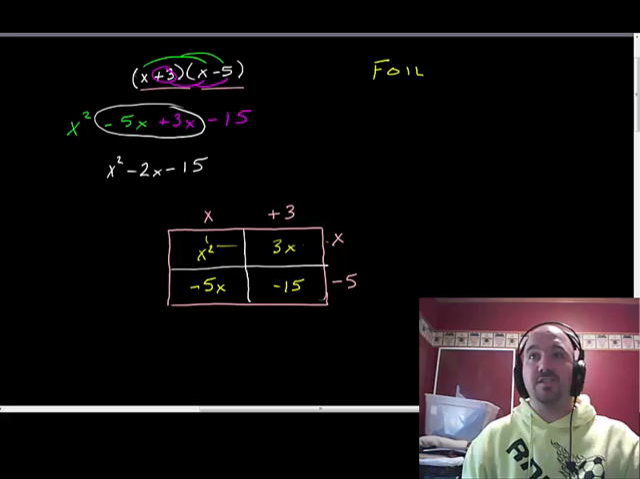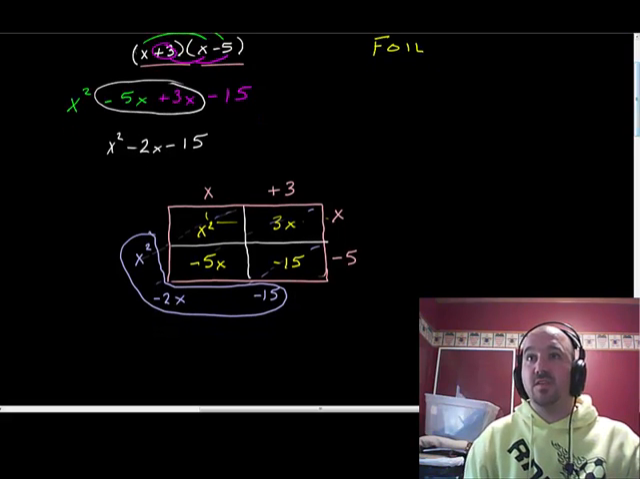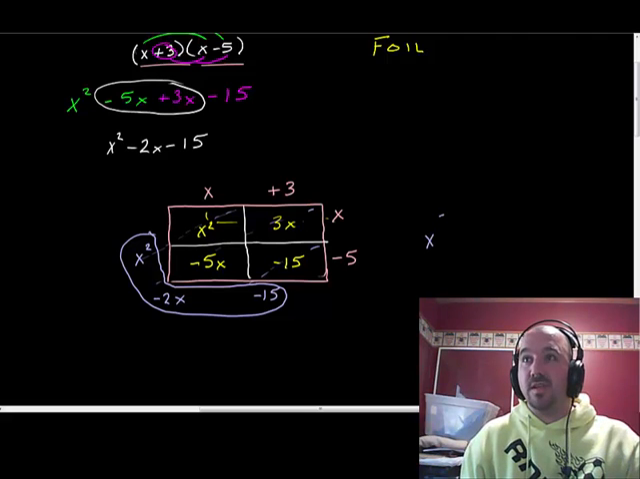Now, if I just add down the diagonals, then I have an x squared here. I have 3 minus 5 is negative 2x, and then I have this negative 15, and there it is. It's just this thing in that order. And there's your answer.